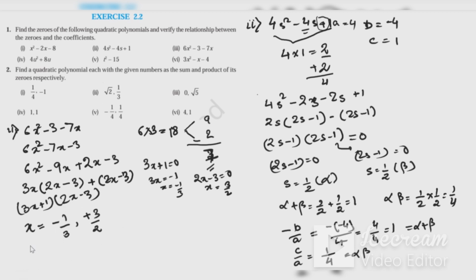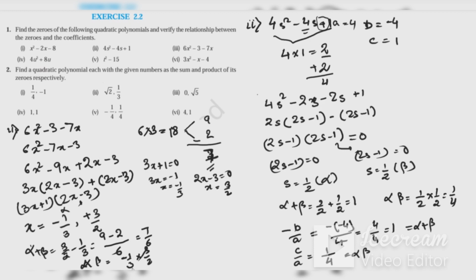So what is alpha plus beta? 3 by 2 minus 1 by 3. Take LCM as 6. So 9 minus 2, which is equal to 7 by 6. And what is alpha beta? Alpha beta will be equal to minus 1 by 3 into 3 by 2. Cancel, minus 1 by 2.